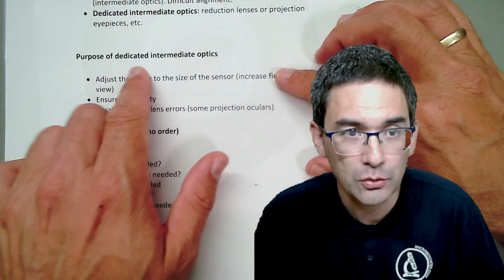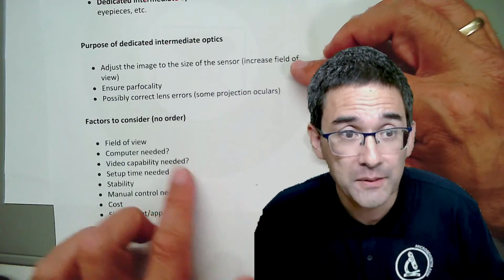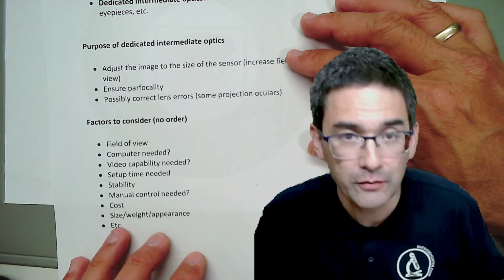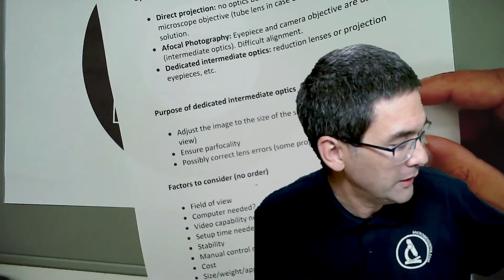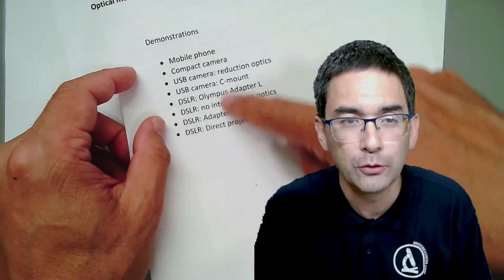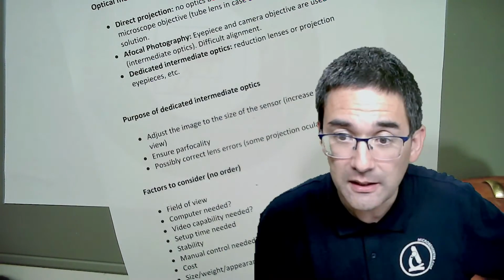Then I would like to talk a little bit about the purpose of the intermediate optics, the adapter optics, some factors that you should consider when making a choice for a microscope camera. And then also I would like to talk about different demonstrations that I have here. I would like to show you different ways of connecting it. Yeah, so that's basically what I would like to do.